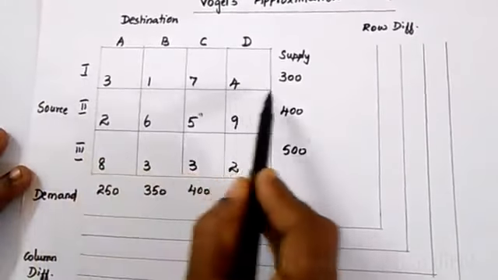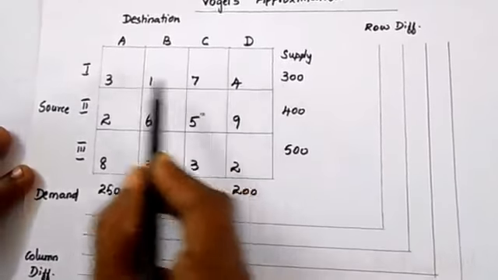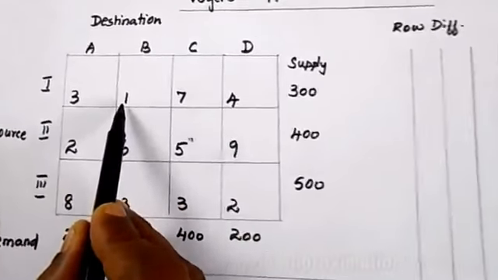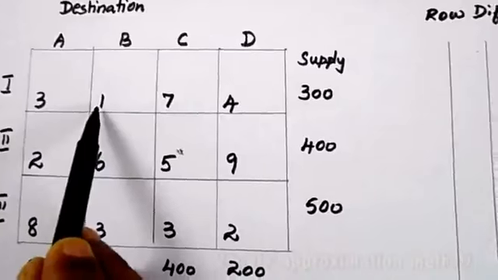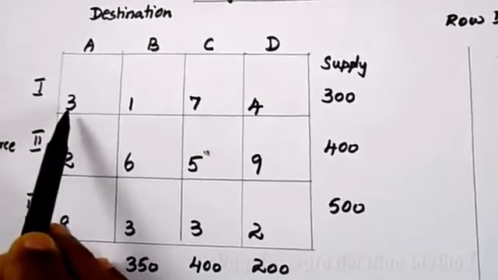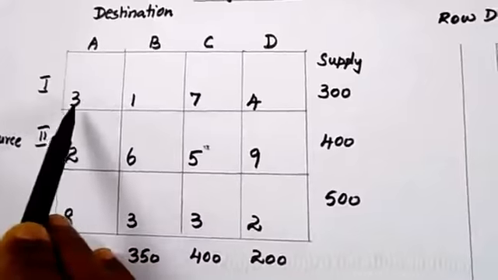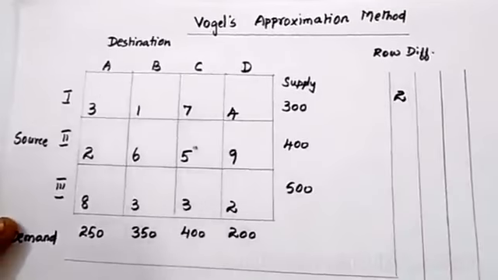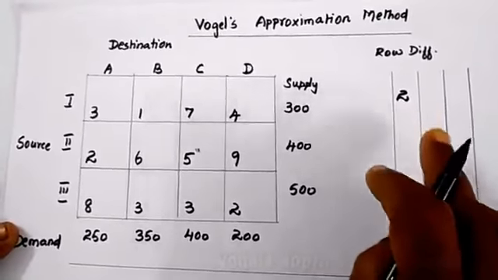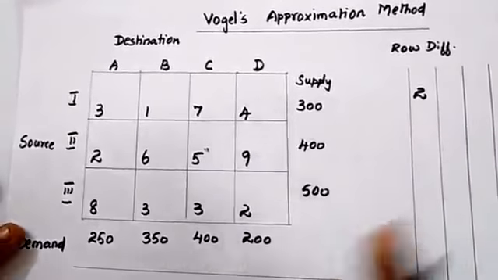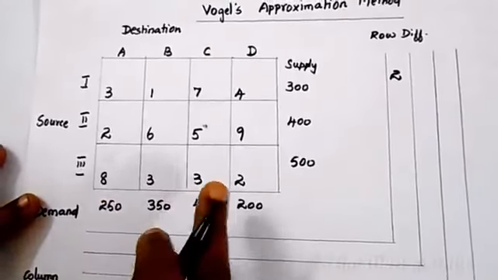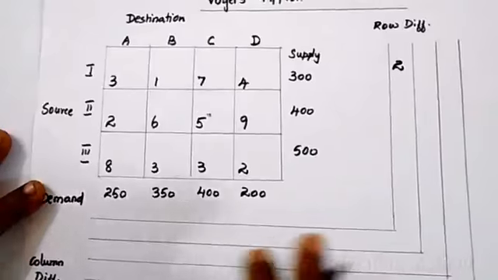First, select the least cell in the first row. Which one is least value? 1 is the least value. Which one is the next least value? 3. Now find the difference between these two least values: 3 minus 1, 2. In the same way, we need to identify row difference and column difference for each and every row as well as each and every column.